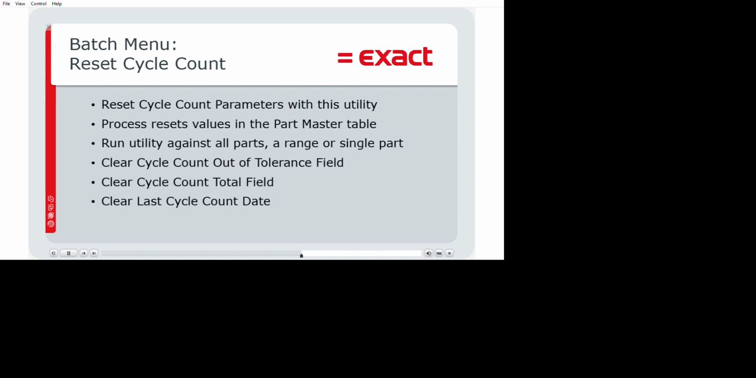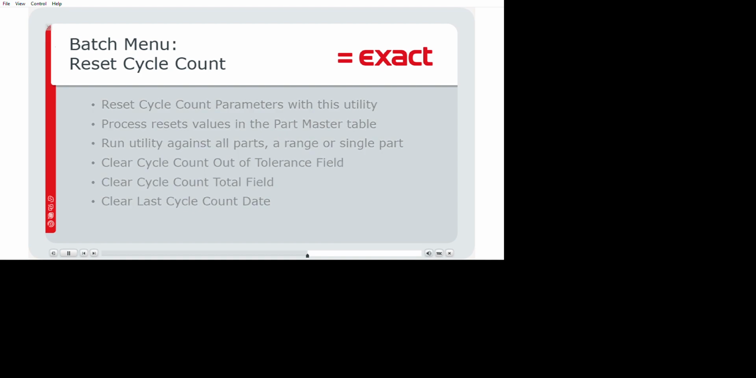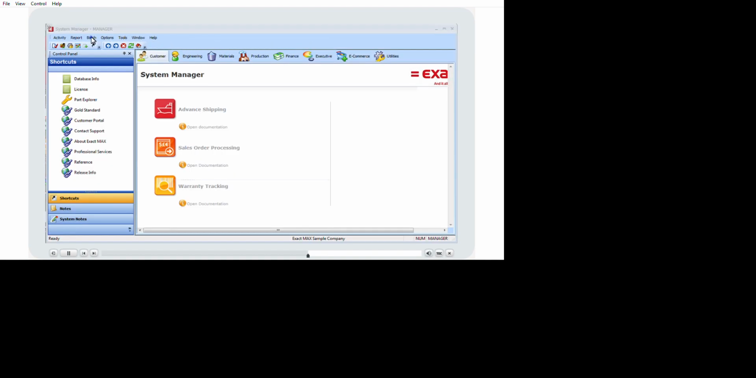To reset the cycle count parameters of your Max Part Master, select System Manager, Batch menu, Reset Cycle Count Data. This utility will clear any combination of out of tolerance, total, and last cycle count dates for individual parts, a range of parts, or all parts in the system, depending on the criteria you choose. To access the Reset Cycle Count utility, click on the Batch menu from the System Manager. Click on the Reset Cycle Count menu item to launch the utility.